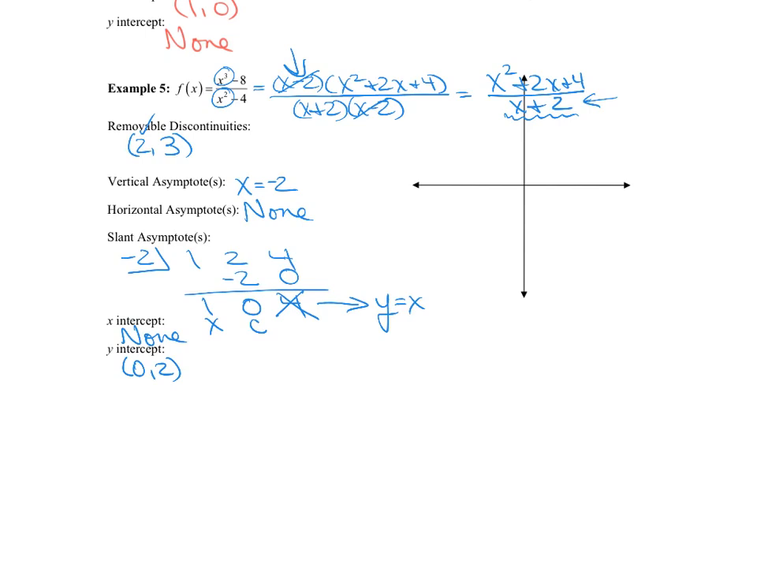Now let's go ahead and graph everything. So we have a vertical asymptote at x equals negative 2, which we'll say is approximately here. We do not have a horizontal asymptote. We do, however, have a slant asymptote at y equals x, which is approximately here. We do not have an x-intercept, and our y-intercept is at 0, 2, which is about here. So the graph, and again, put it into your calculator so you get a good sense of what it looks like. Looks approximately like that.